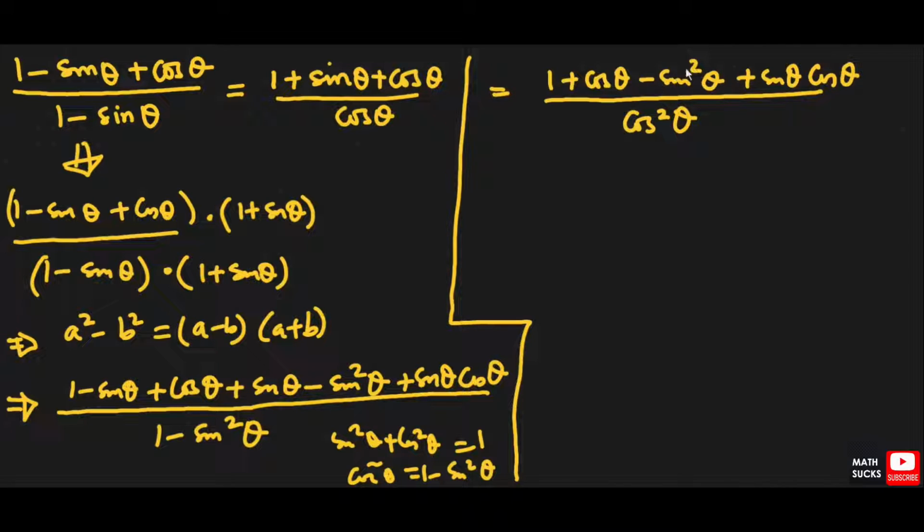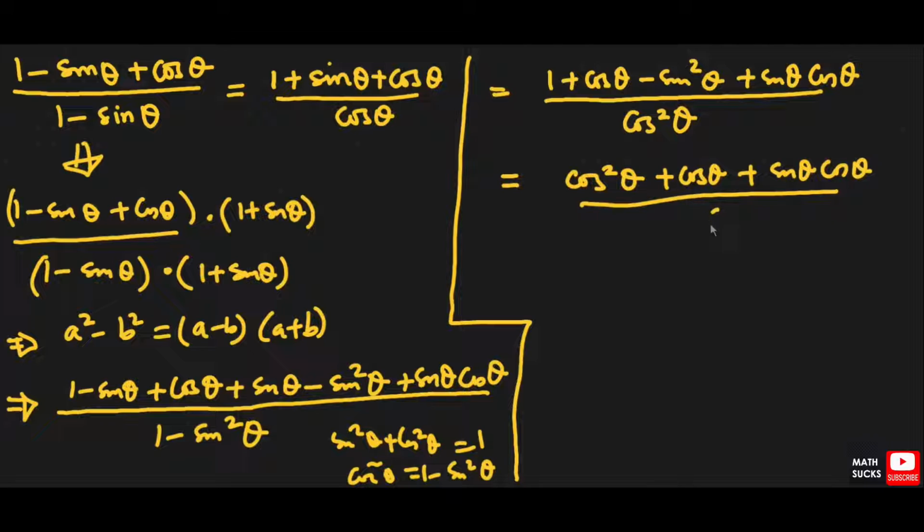So the upper part, or the numerator, observe that there is a 1 minus sine squared theta, which you can also eliminate by using this identity here. And so basically, 1 minus sine squared theta can be replaced with cos squared of theta, then plus cos theta plus sine of theta cos of theta, everything over cos squared theta.